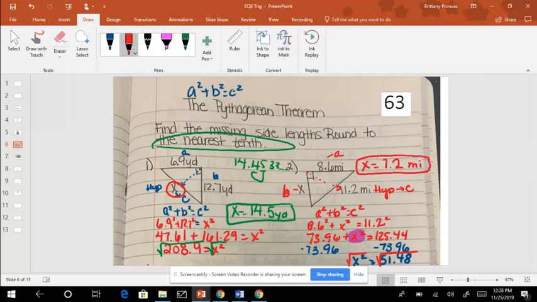Done. So make sure on page 63 for 1 and 2, you have all of that work written down in your notebook.